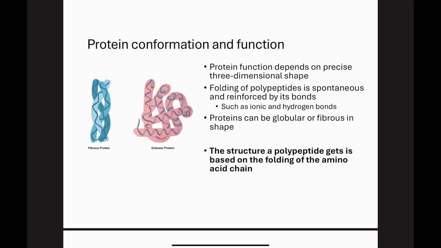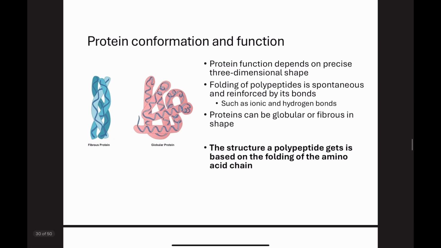So now we're going to talk about protein conformation and function. And again, proteins are a perfect example of form follows function. Their shape is going to directly determine the role that they have in the body. So we can have two different protein shapes. Well, these are the two main shapes. We can have more. We have fibrous proteins, which are elongated. They are also insoluble. And this structure makes them really well suited for structural functions.